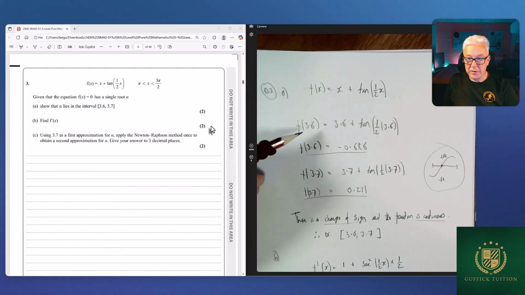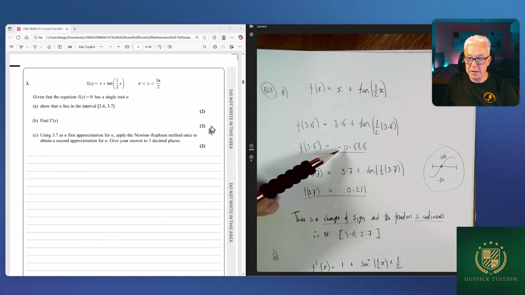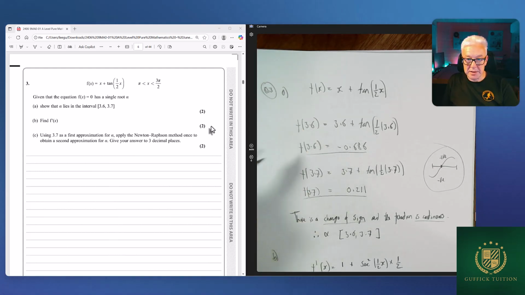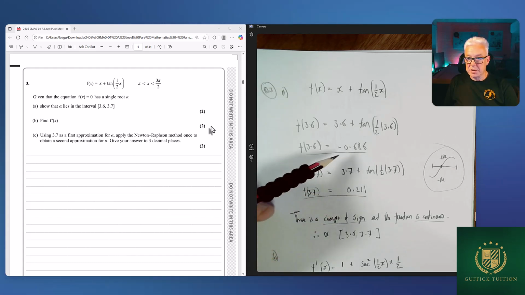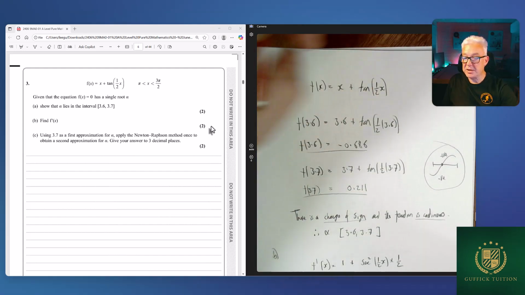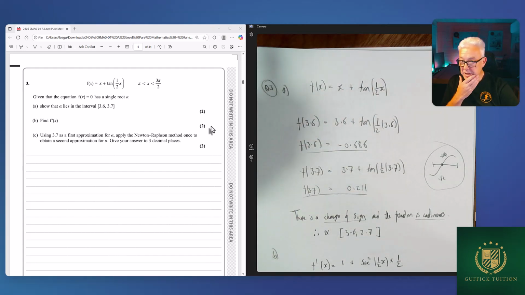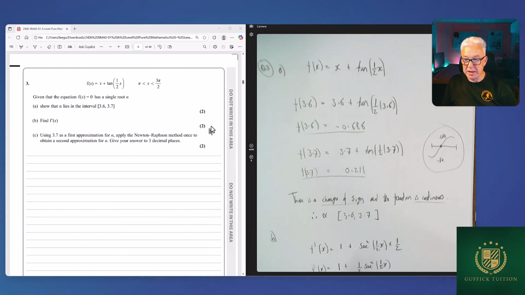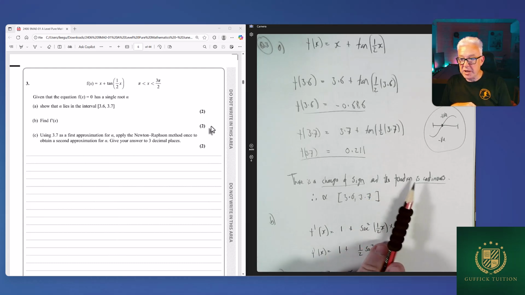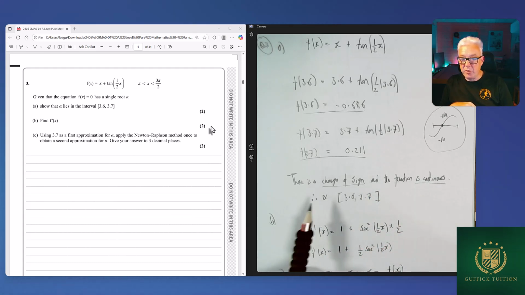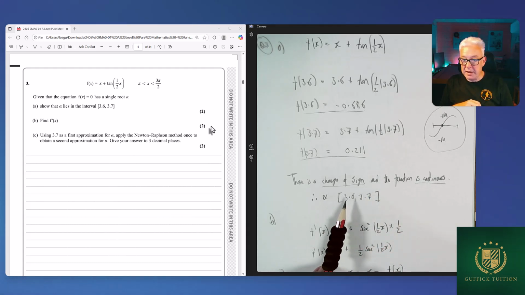So f of 3.6 turns out to be minus 0.686, and f of 3.7 turns out to be 0.211. So we've gone from negative to positive. The curve is continuous because tan is continuous in this particular interval, and x add tan x is continuous. So we now write down our sentence. We say there is a change of sign and the function is continuous. Therefore, alpha lies in that interval from 3.6 to 3.7.